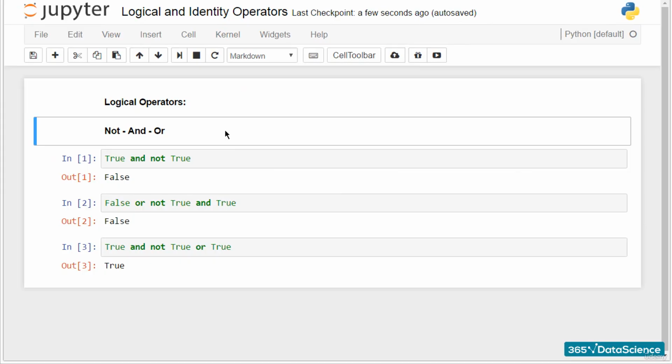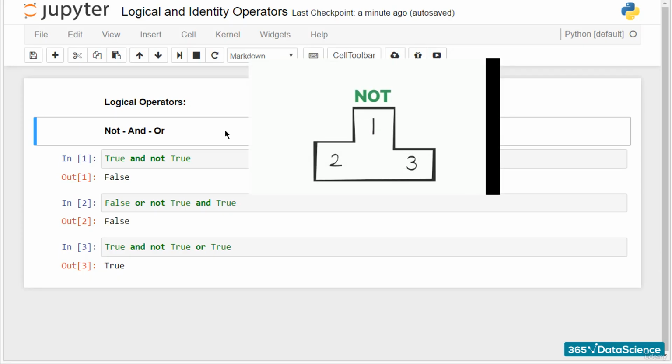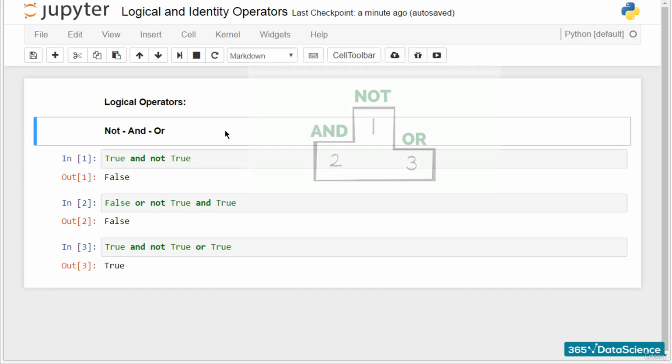The fun starts when you combine these logical operators. In these occasions, you must respect the order of importance of these three operators. It is NOT comes first, then we have AND, finally OR. The examples in these three cells will help you get the right intuition.